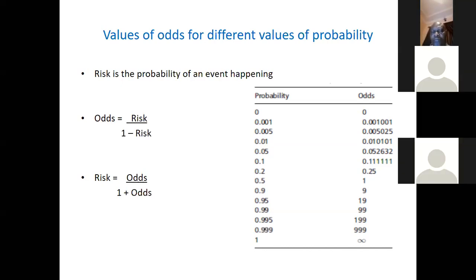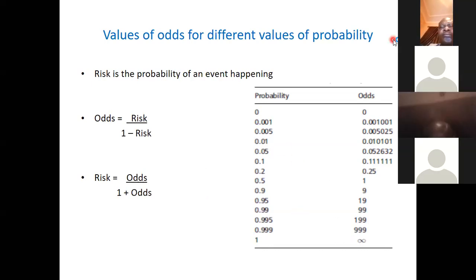I don't know if there's any question. Does anybody want to ask a question concerning that? Okay, now, if you remember the change of subject formula, if you play around with this, the risk itself is odds over 1 plus odds. If you like mathematics, you can go and do the change of subject. Use that first one, odds is risk over 1 minus risk, and try to make risk the subject. You see, it's going to be risk equals odds over 1 plus odds.